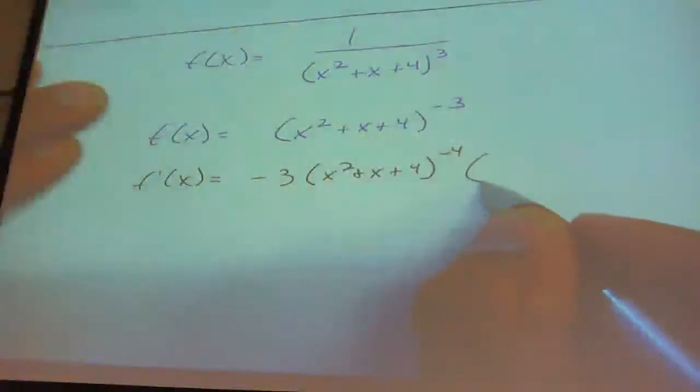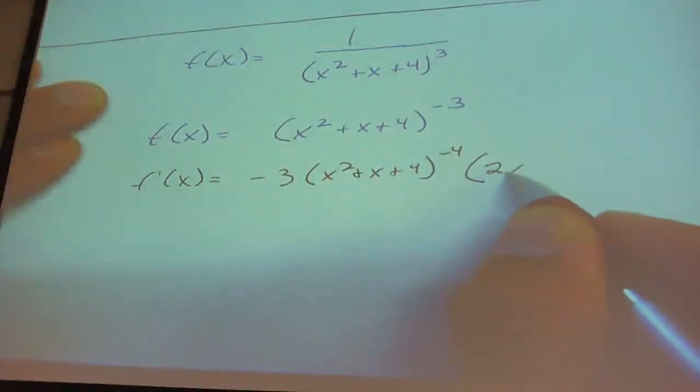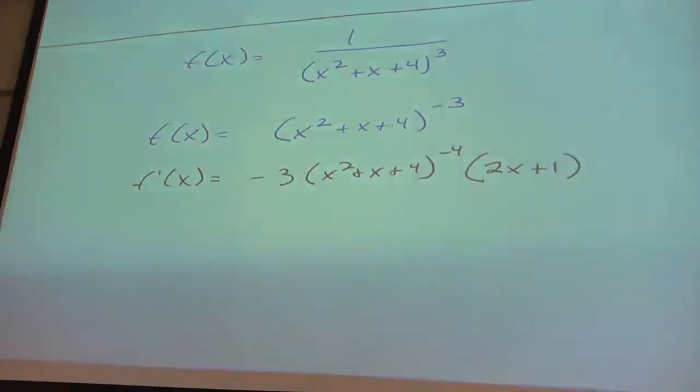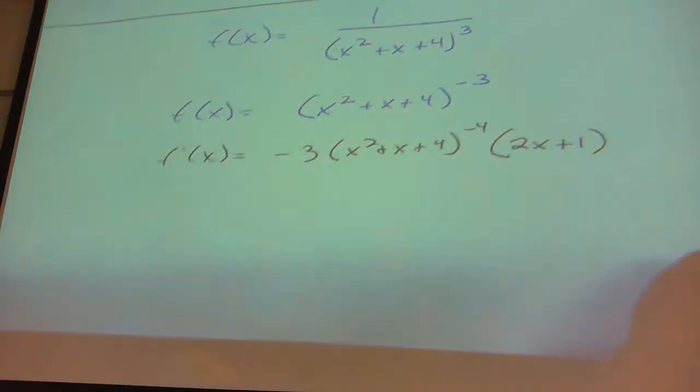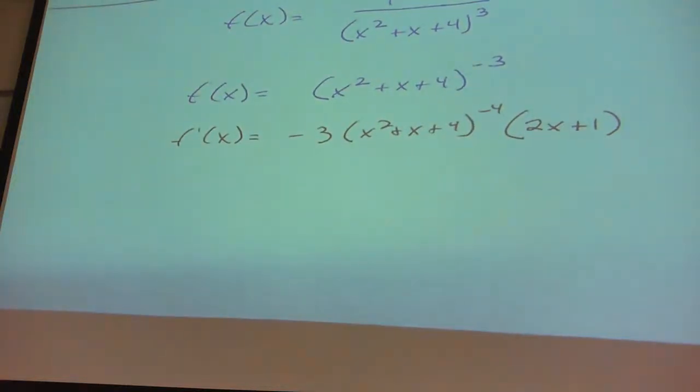Am I done with chain rule? Nope. What's the derivative of the inside? 2x plus 1. And again, you got to know your derivatives. If you're still having derivative problems, you're still going to have problems here. It all builds. The derivative of x squared is 2x. The derivative of 1x is 1. The derivative of 4 is 0. Now, doing that means you got chain rule. But are we done?